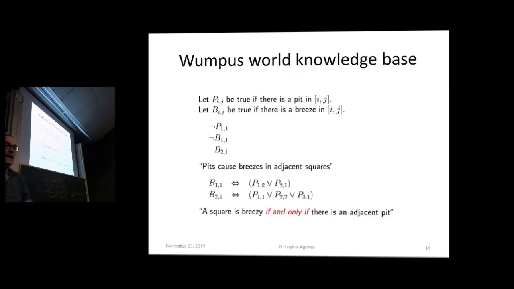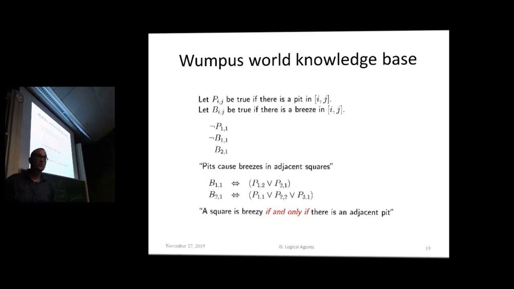Okay, let's do that now. And remember the example from the Wumpus world. We had some facts, so we knew our propositions: there's no pit in 1,1, so non-P11 must be true. Non-B11, there's also no breeze. We know a breeze in 2,1. So these are the facts of our game. And then we have the rules.